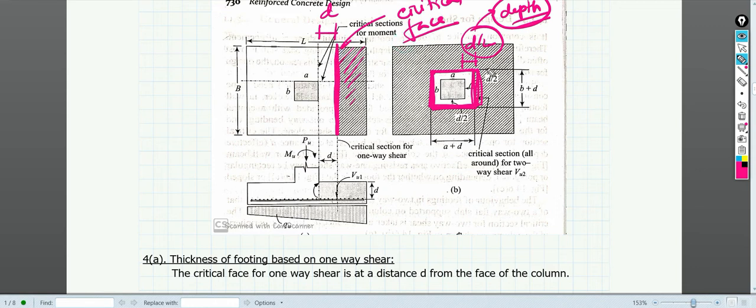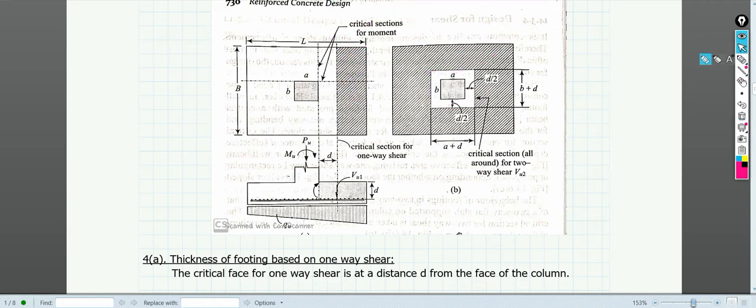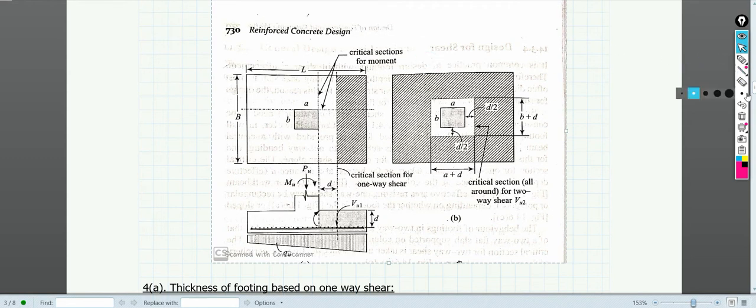Okay, for one-way shear, and for two-way shear you have to find the shear about these four faces. So in one-way shear only one phase, this particular phase, and in case of two-way, these four phases we have to consider. So this is basically the idea behind finding out the thickness, because if the thickness is higher, then shear strength will be higher. If thickness is smaller, then shear strength will be smaller, right? So according to these two conditions, we can find out what is the thickness required for this particular footing.